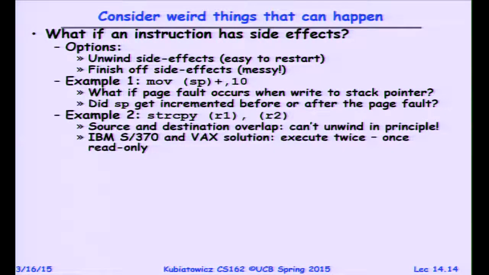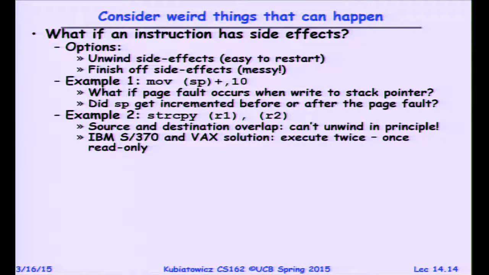Other examples are things like a string copy instruction, and the IBM 370 had this, VAX had this, the x86 has string copy type instructions. Here's an example where I partially copy half of a string, I get a page fault, and now I restart the copy. Well, what if I'm copying in an overlap fashion? Then that might not actually work. Okay, so this is a particularly nasty one for page faults.